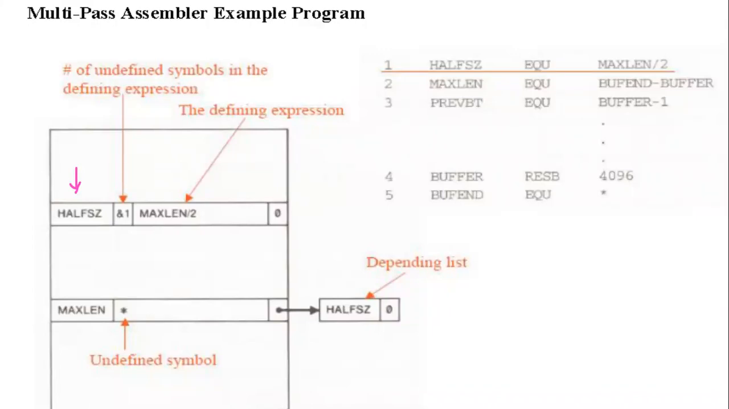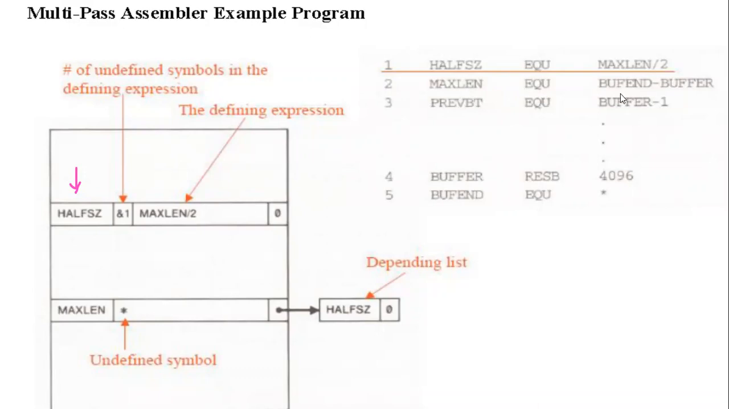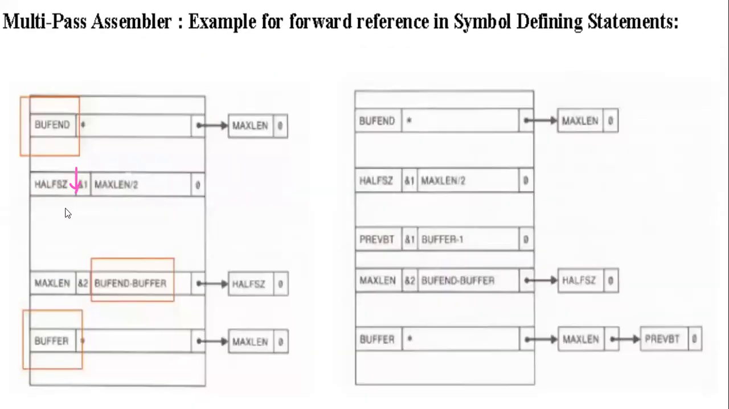We will do this for max length. Here you can observe max length equals buffer end minus buffer. Now we should search whether we have an entry for max length in the symbol table or not. Yes, we have an entry over here, but it was not for this expression. That entry was regarding the earlier instruction. Now we start dealing with this particular instruction. Buffer end minus buffer is an expression. How many things are unknown? Two things are unknown.